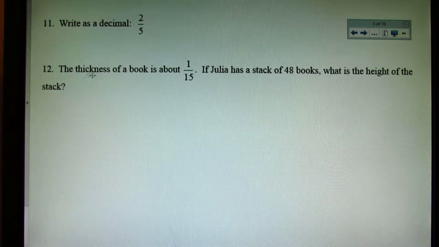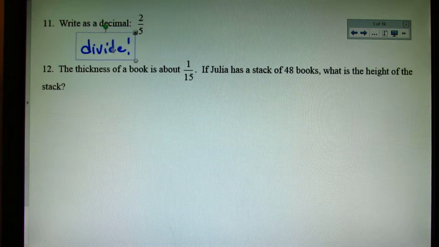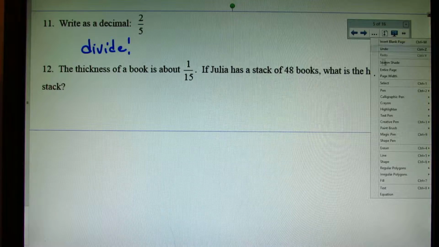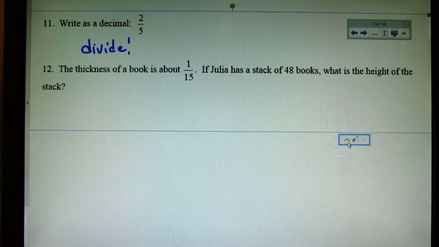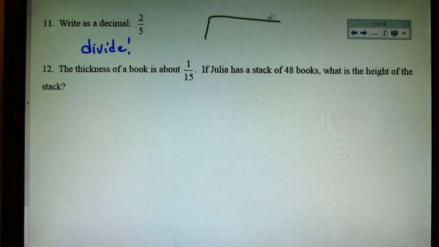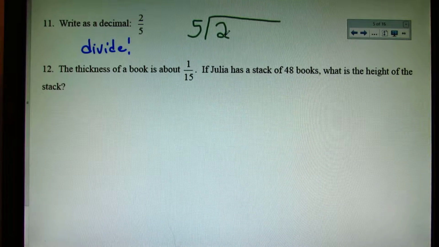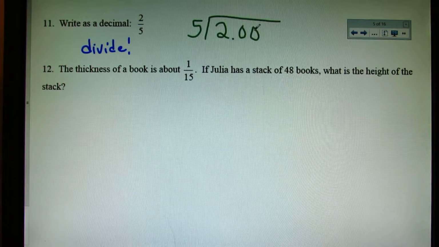Number 11. I have to write this as a decimal. How do I change a fraction into a decimal? That's something we learned. We have to divide. Okay, how do I divide that? I have to set up a division bar. Who goes under? Well, this says 2 divided by 5. Again, who's dividing who? 2 is getting divided by 5. In order to do this, what will help me is adding a decimal point and some zeros.